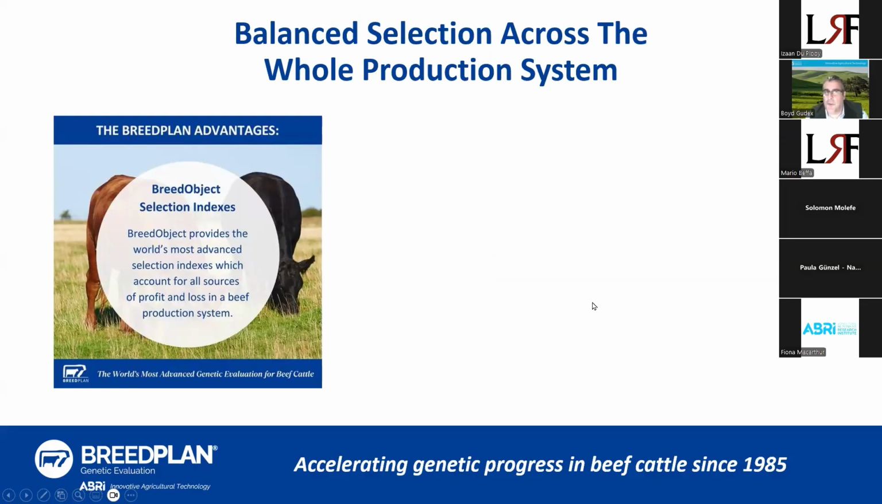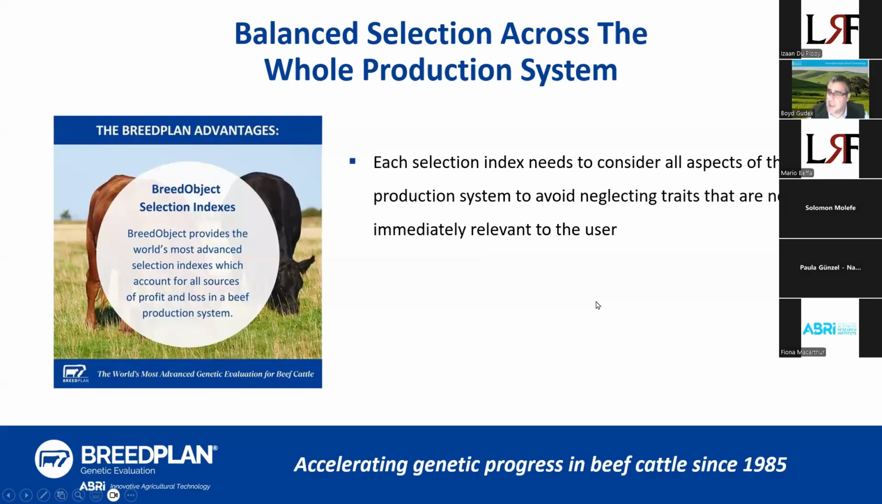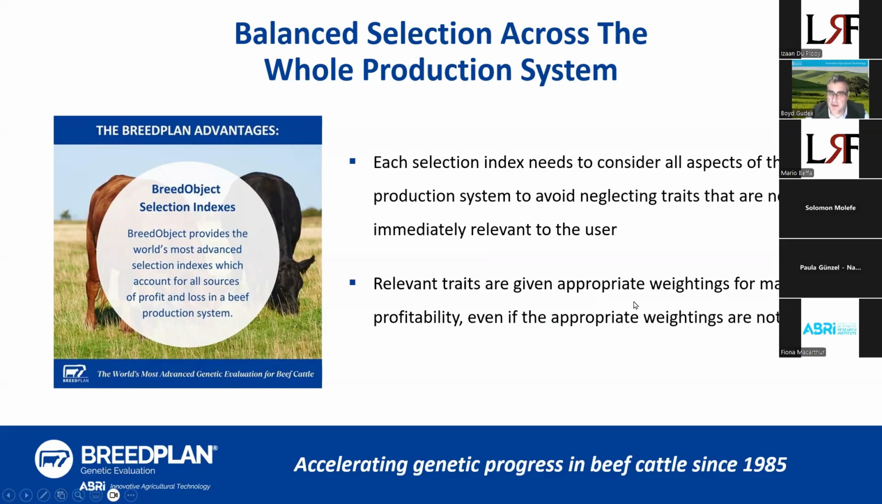Selection indexes offer balanced selection across the whole production system. Each selection index needs to consider all aspects of the production system to avoid neglecting traits that are not immediately relevant to the user. Relevant traits are given appropriate weightings for maximum profitability, even if the appropriate weightings are not obvious. And I've got some examples of this on subsequent slides, which you will see.